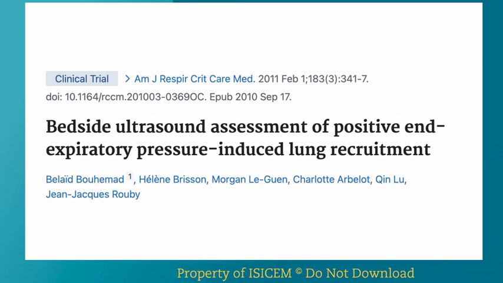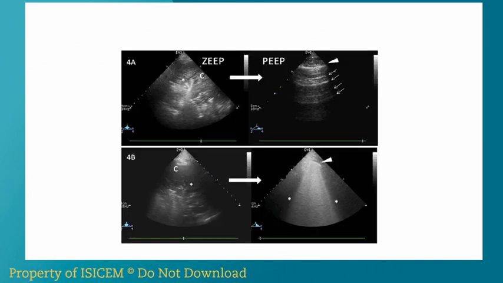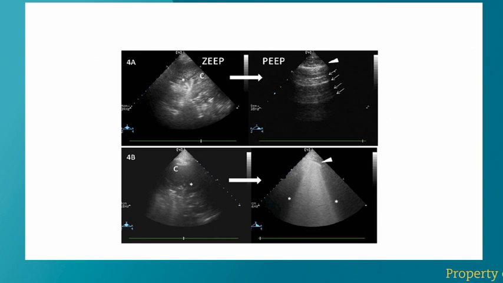So if you have set the PEEP, you might as well use ultrasound to see if you have done this correctly. So this is a very highly cited paper on setting PEEP with ultrasound, and you can see immediately on the left side with zero PEEP areas of consolidation, both in the upper and lower panel, which will either disappear and give you A lines in the right upper panel.